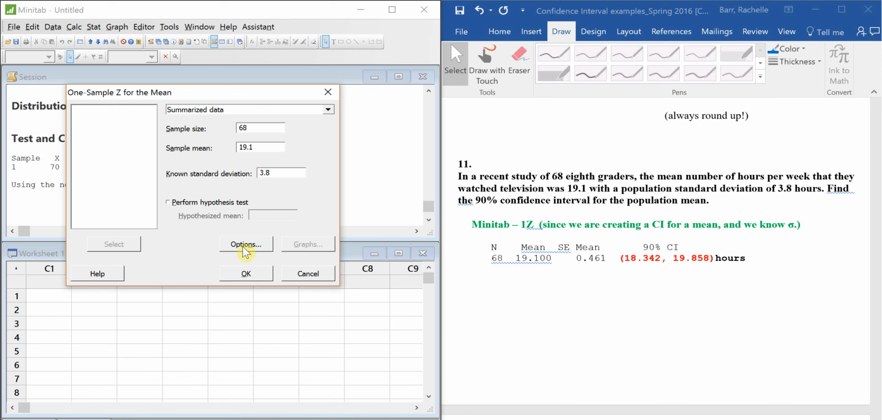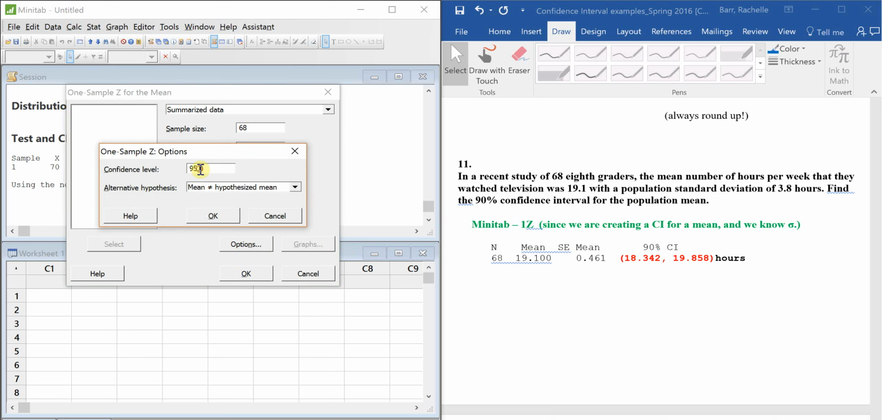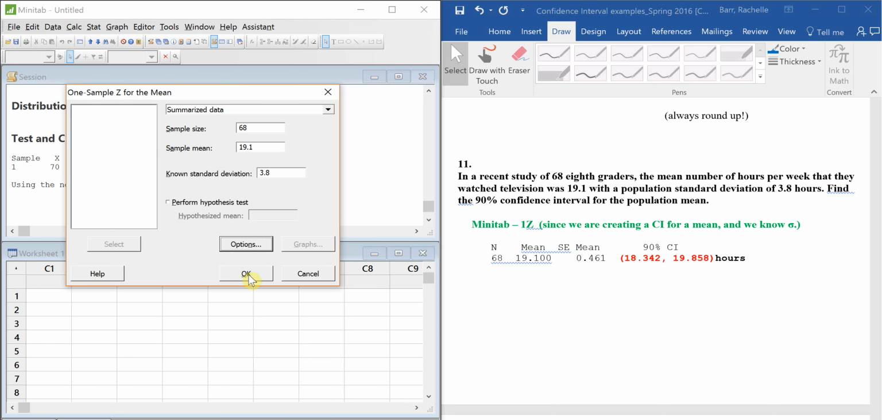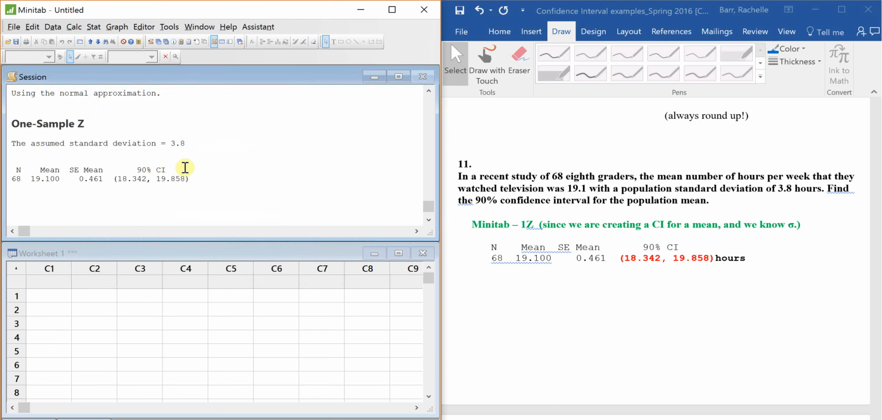And then I want to do a 90% confidence interval, so I want to hit options and choose 90%. We're going to hit OK twice. Always check your options, man. Know what's going on. And there's our confidence interval. So what this says is that we are 90% confident that the entire population of 8th graders will have a mean number of hours per week of watching television between 18.34 and 19.858 hours.